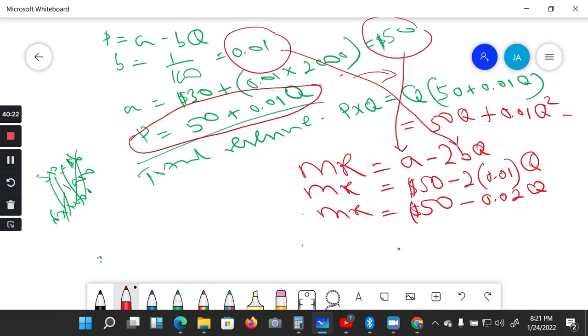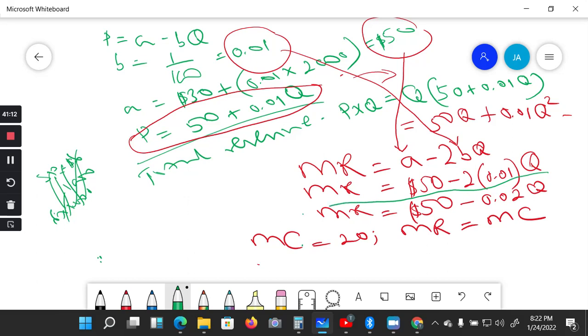Now we know that our MC is equal to 20 bucks. And we know there is also this particular equation, where MR should equal MC. Now, if we know this, then it means that the MR here, this is MR, that's MR.